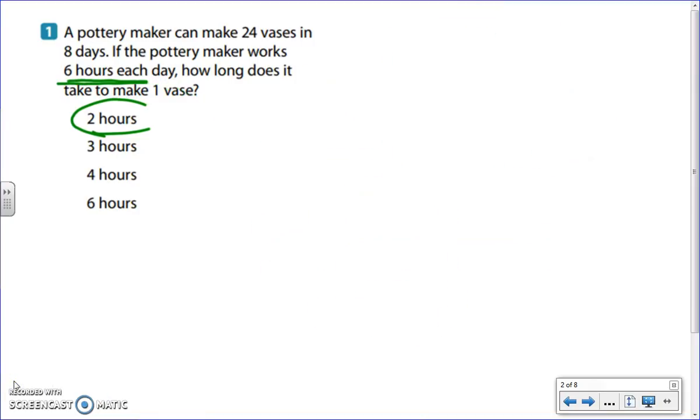We could also think of it like this. There are 24 vases in 8 days. I know there are 6 hours in each day, and I notice that all my answers are in hours, so I'm going to change the number of days into hours. Now, in a real day there are 24 hours, but we use the word day here to talk about how many hours are worked each day, because he doesn't work while he's asleep, of course. So 6 hours for each of those days.